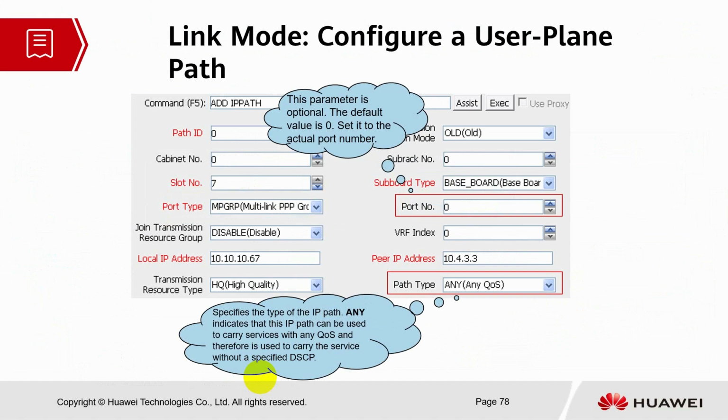Next, for user plane. To configure the user plane, we need to add IP path. We need to add the path number. Slot number is referring to the UMPT card. Then the port number, and we will have the local IP and the peer IP, and the path type should be any QoS. Because if you put any QoS, this path can be used to carry services of any QoS. So it will carry service without a specified DSCP. So that's different. Let's look into this command, IP path.